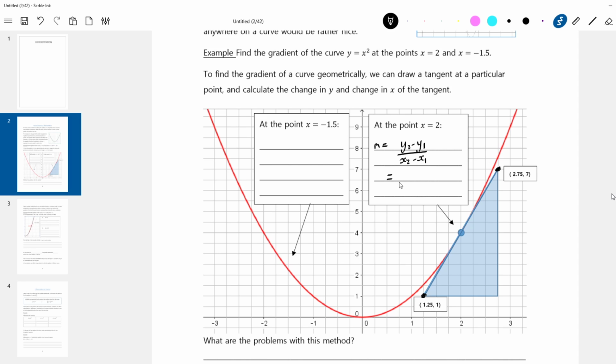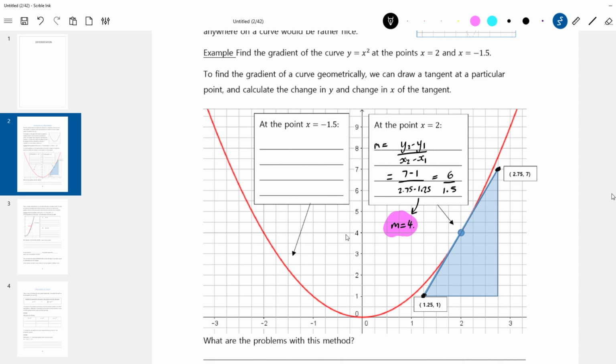So my y coordinates, or my y ordinates I should say, are 7 and 1. My x values are 2.75 and 1.25. And if I calculate that, I'm going to get 6 divided by 1.5, which will work out as 4. And I've run out of space, but I'll sneak it over here somewhere maybe. Yeah, m is 4. There we go. So I've got an estimate for the gradient, and that might be right. It might not be. I don't know.